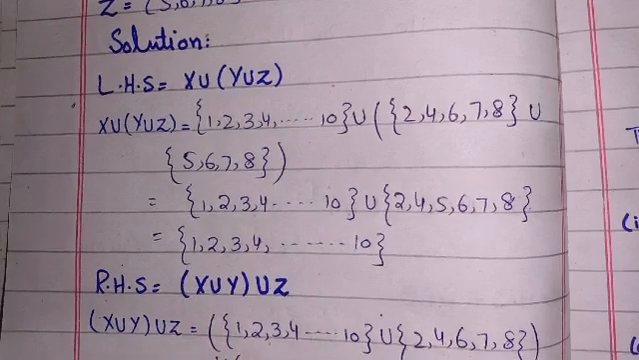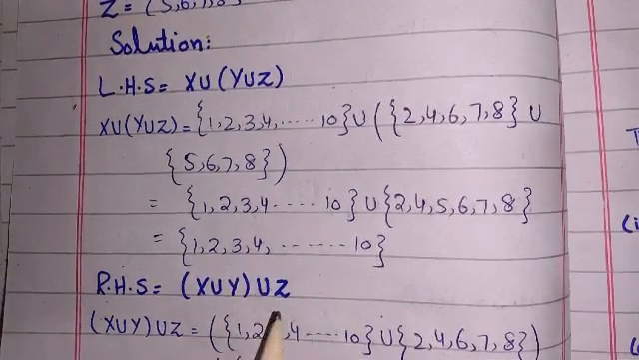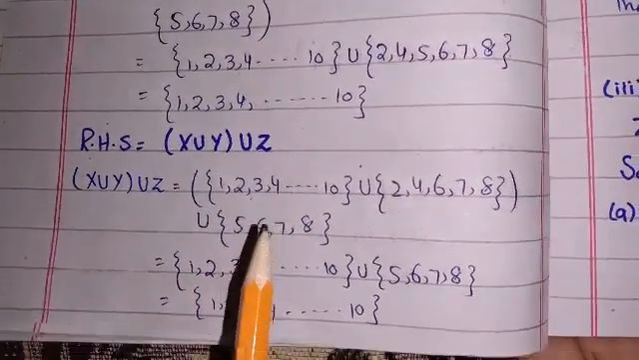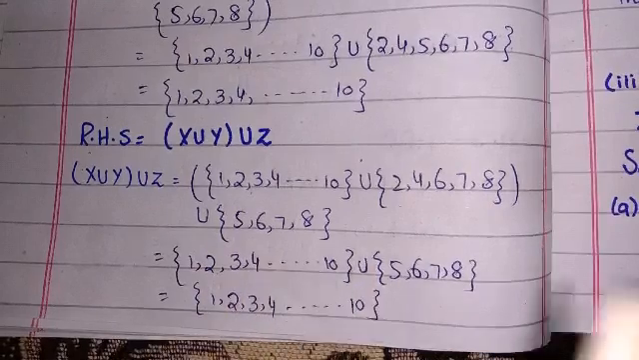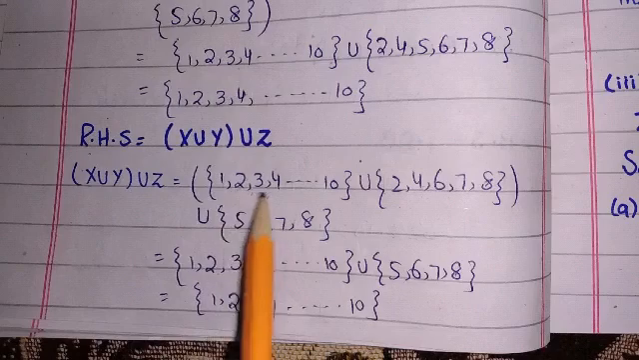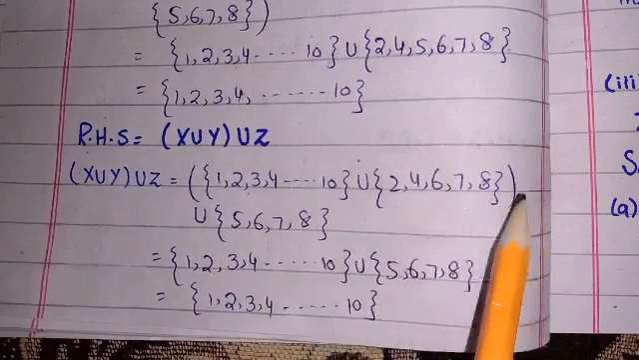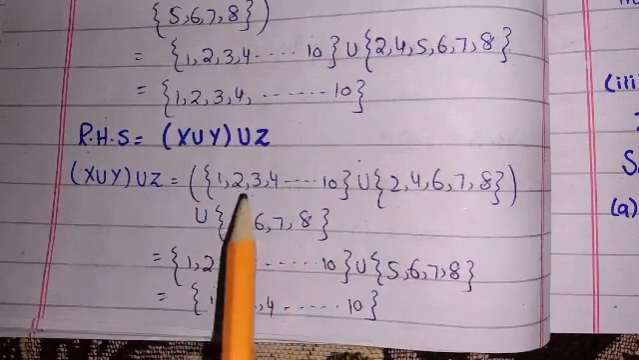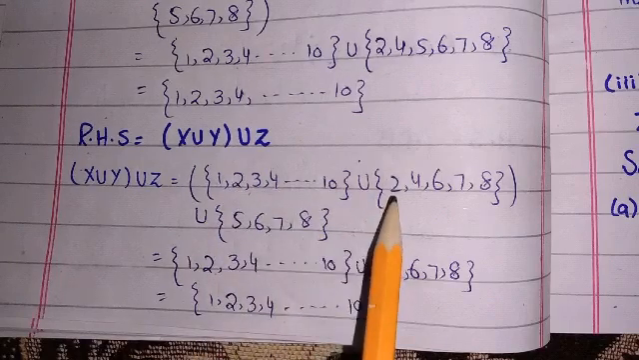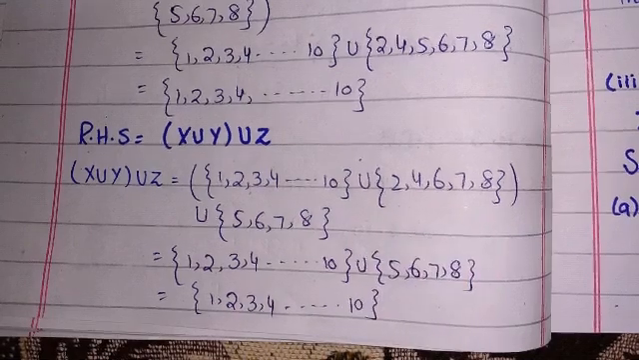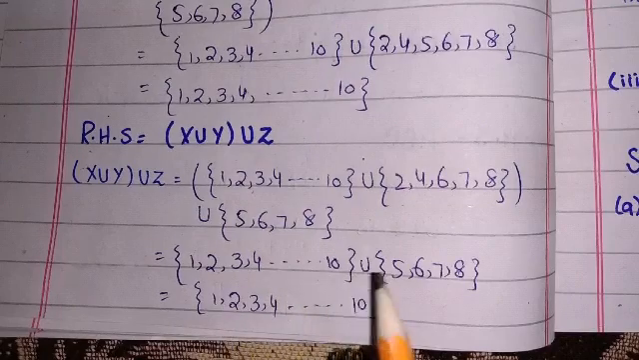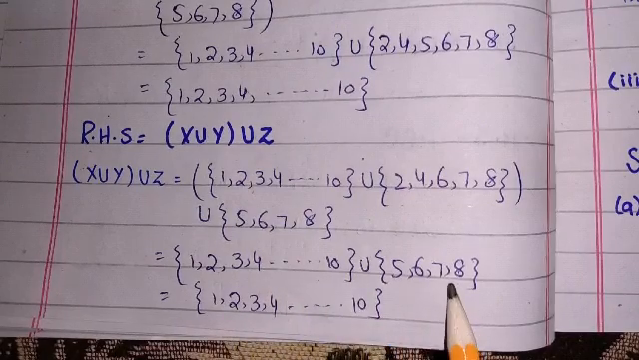Now students, here is our right hand side, which is X union Y union Z. Firstly we will find the union of X and Y, then we will find the union of Z with the resultant set. Firstly we will write X set, then union Y set within our brackets, then union Z set. In X set we have 1 to 10 all natural numbers, and in Y set we have 2, 4, 6, 7, 8. In union of both sets we got 1, 2, 3, 4 up to 10, and union 5, 6, 7, 8 as Z set as it is.